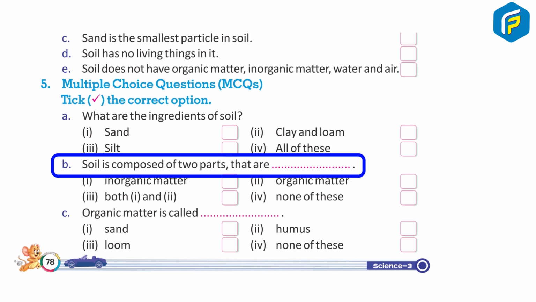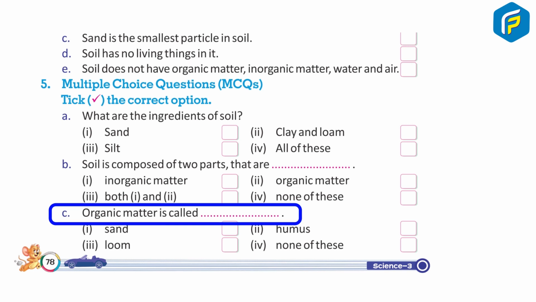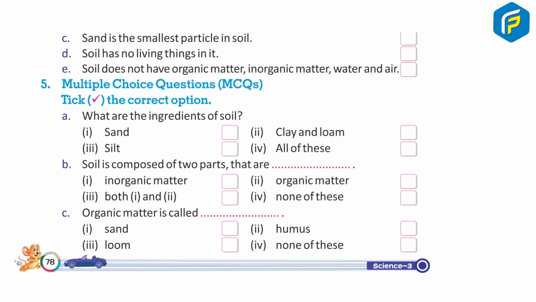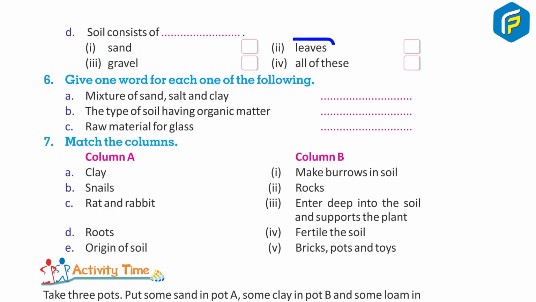B. Soil is composed of 2 parts that are 1. Inorganic matter, 2. Organic matter, 3. Both 1 and 2, 4. None of these. C. Organic matter is called dash. 1. Sand, 2. Humus, 3. Loam, 4. None of these. D. Soil consists of dash. 1. Sand, 2. Leaves, 3. Gravel, 4. All of these.